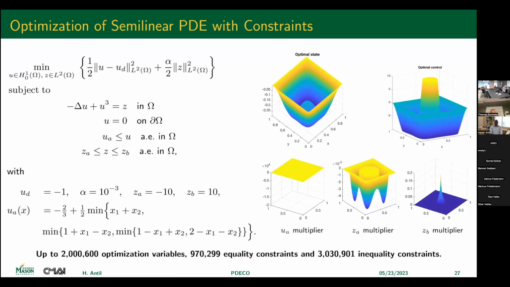Let me show you the same example that I mentioned earlier, where we are trying to match this function U sub D. Z is my control. U solves this semi-linear equation. We have constraints on U and also on Z. We have around 2 million optimization variables, around 1 million equality constraints, and around 3 million inequality constraints.